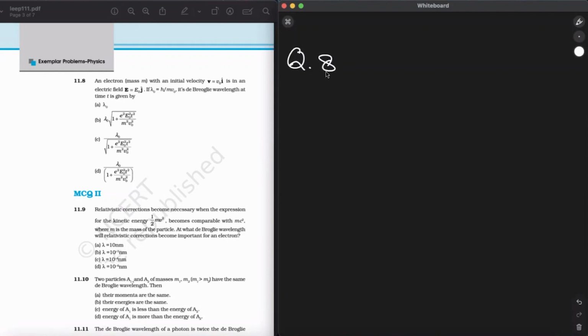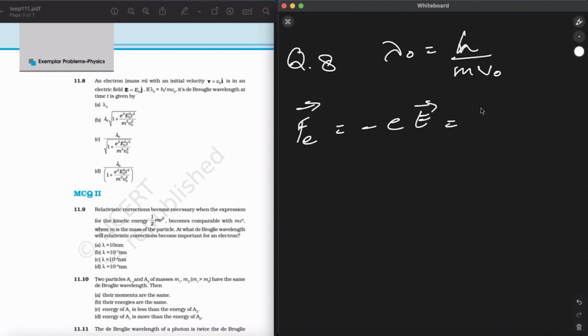Initially, lambda initial was h upon m v naught. Now the force acting on the electron is a vector, minus e times E cap, but the direction of E is in j cap, so I'll write it as this. This is the force acting on the electron. So the acceleration acting on the electron is minus eE naught by m j cap.